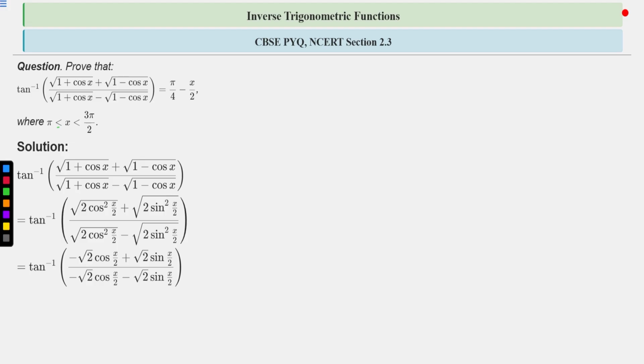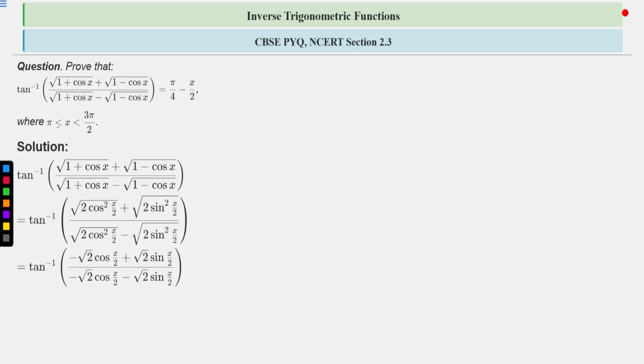x is between pi to 3 pi by 2. Therefore, x by 2 will lie between pi by 2 to 3 pi by 4. Clear? Pi by 2 to 3 pi by 4, that is in the second quadrant, right? So in the second quadrant, cos x is negative. Therefore, you will write root over 2 cos square x by 2 as minus root 2 cos x by 2.